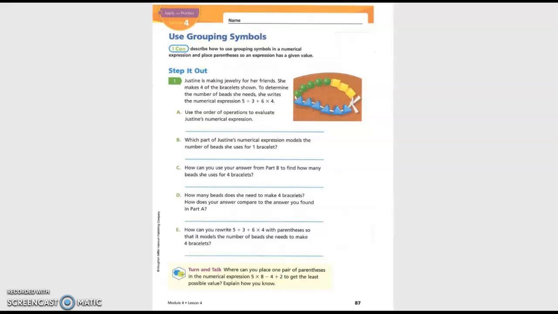This is 5th grade lesson 4.4, using grouping symbols. I can describe how to use grouping symbols in a numerical expression and place parentheses so an expression has a given value. Step it out.